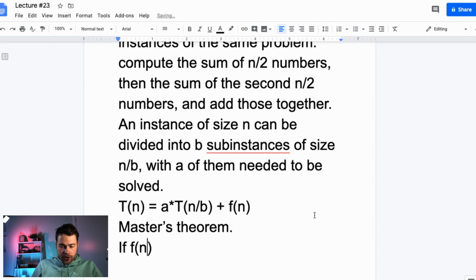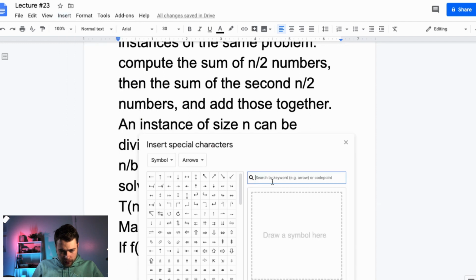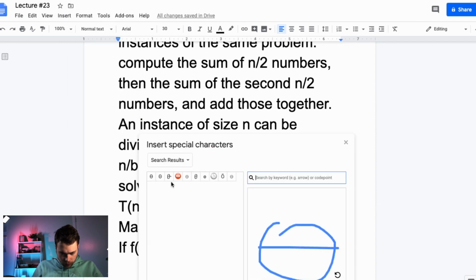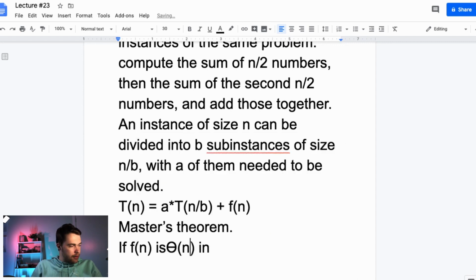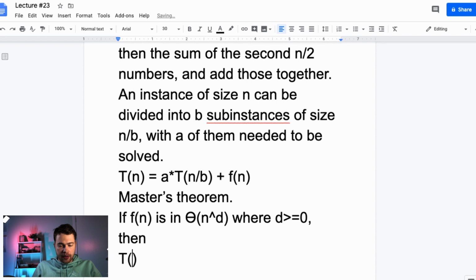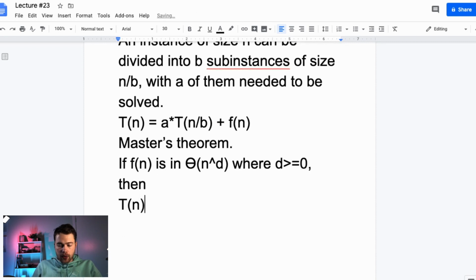If f of n, which is this guy over here, belongs to big theta of n to the d, where d is greater than or equal to 0, then T of n can be solved like this.